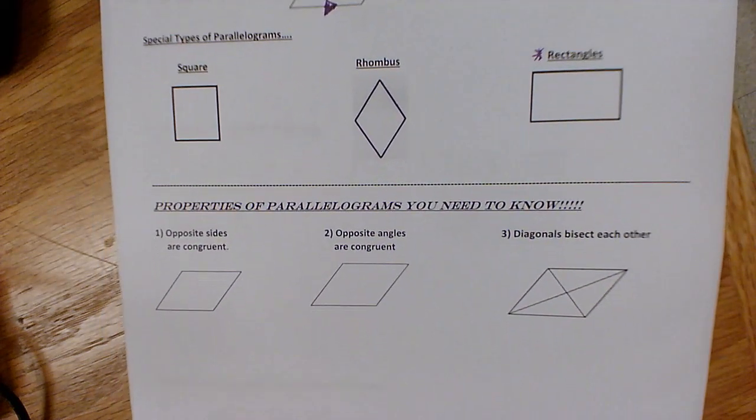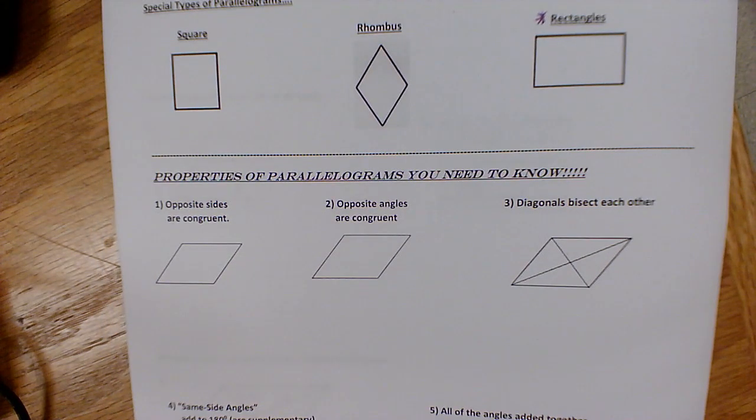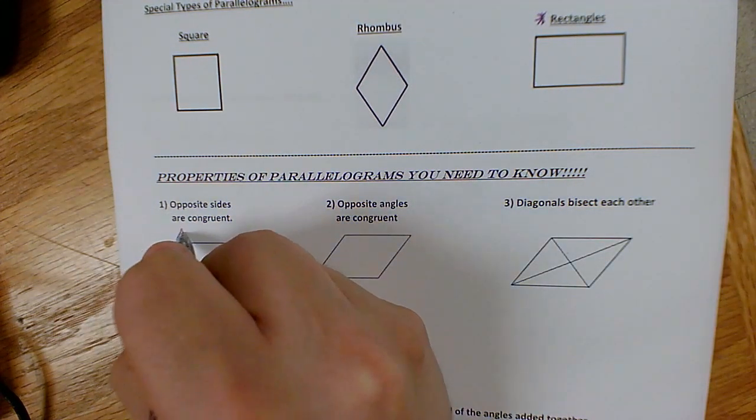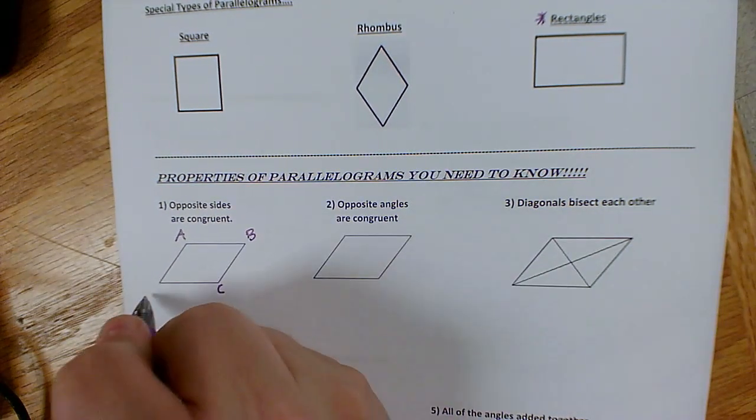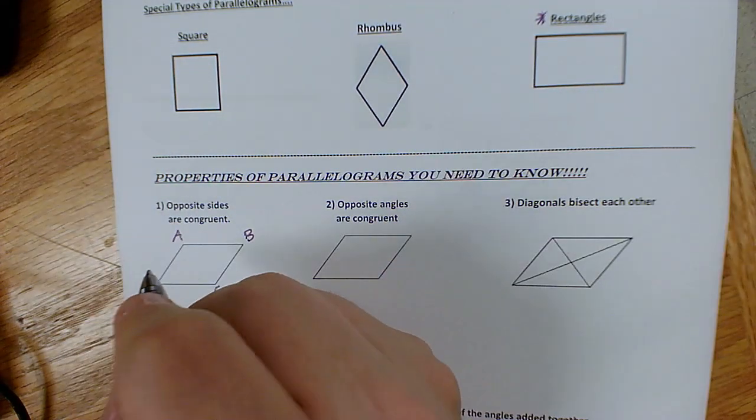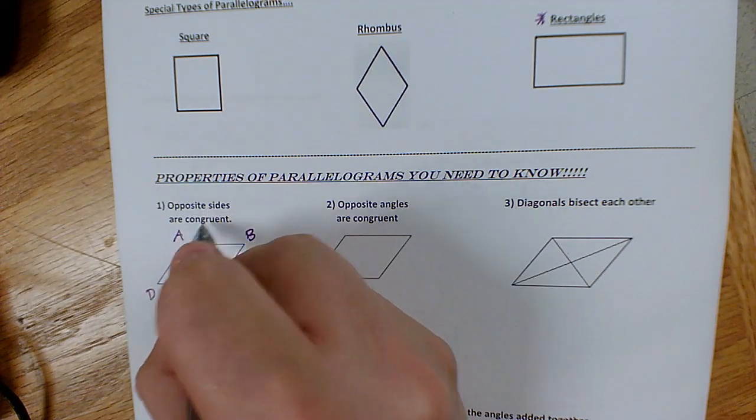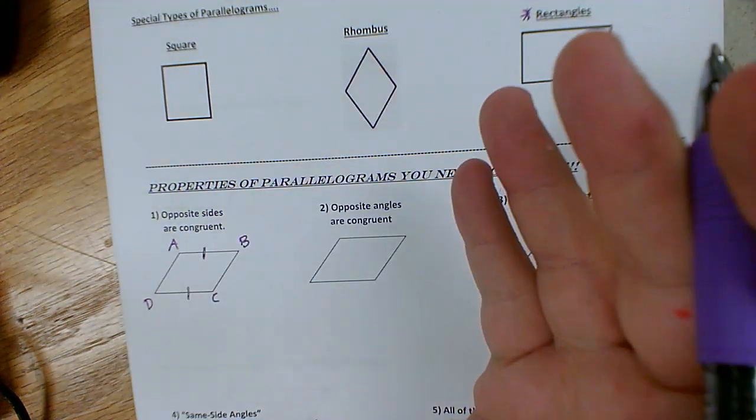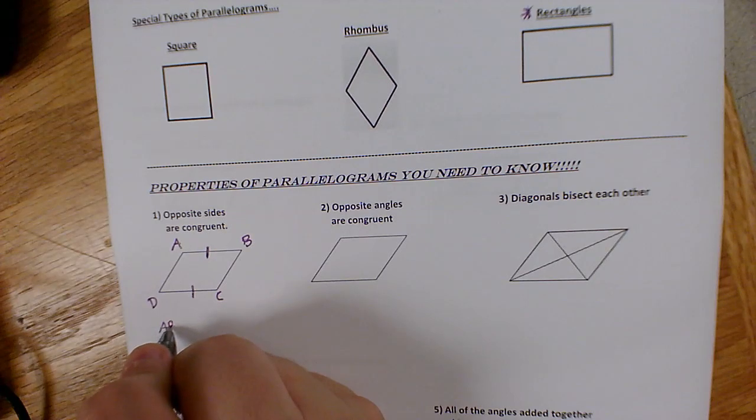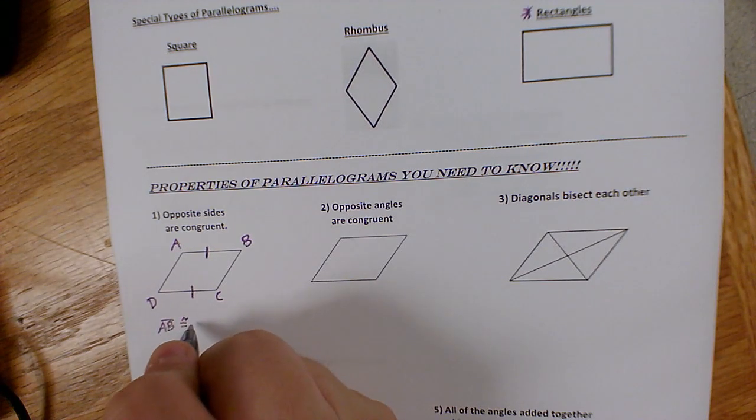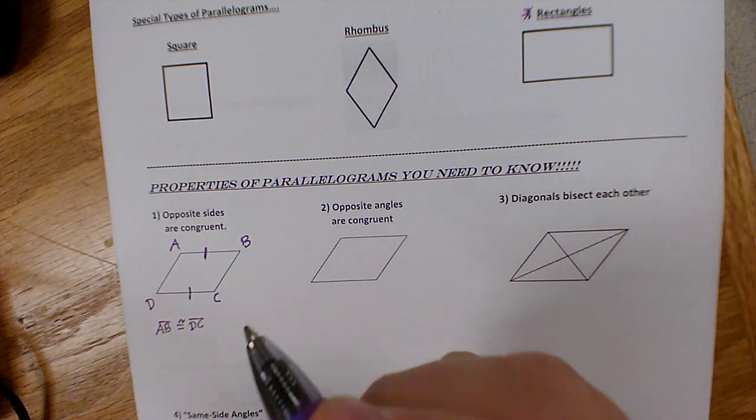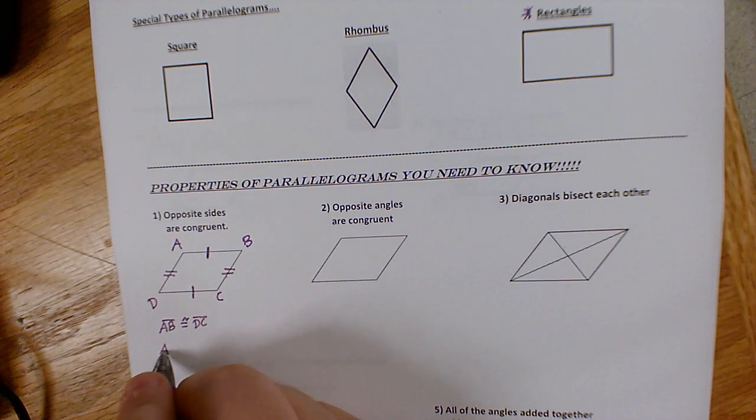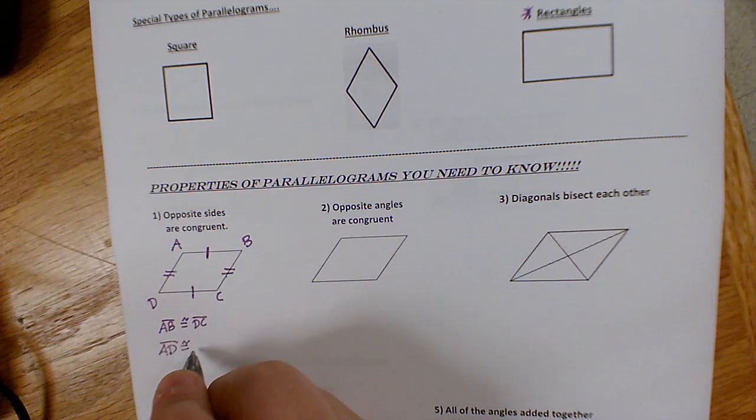So the first property of parallelograms you need to know is that opposite sides are congruent. So let's say we gave this a name, like let's call this A, B, C, D, just for the sake of today's lesson. Opposite sides are congruent means this piece here has to equal this piece here. They do look the same. So AB is congruent to DC. On the other side, AD would be equal to BC in all cases. So side AD is congruent to BC.